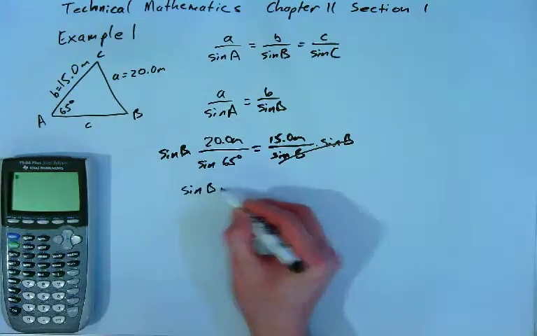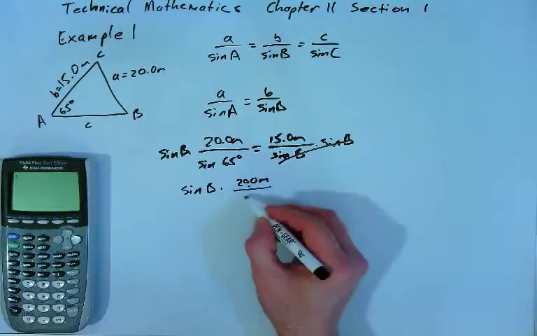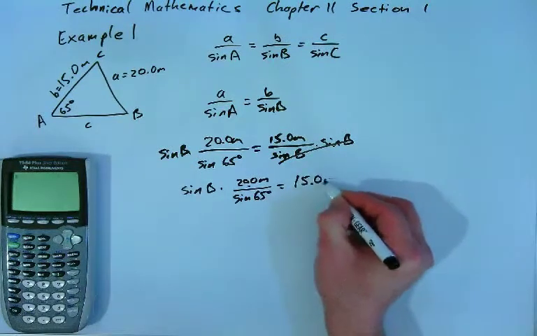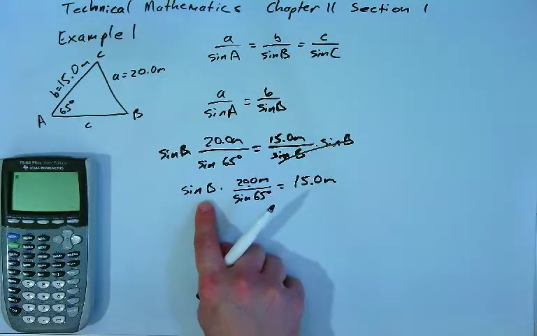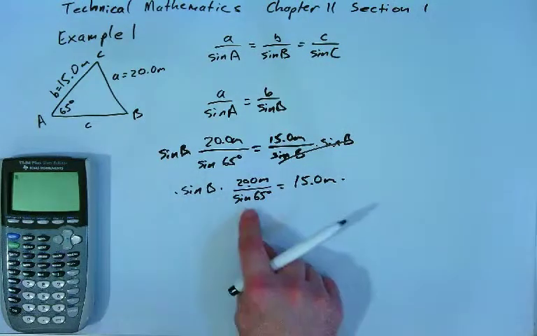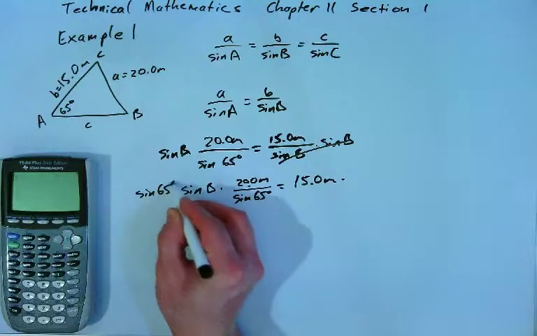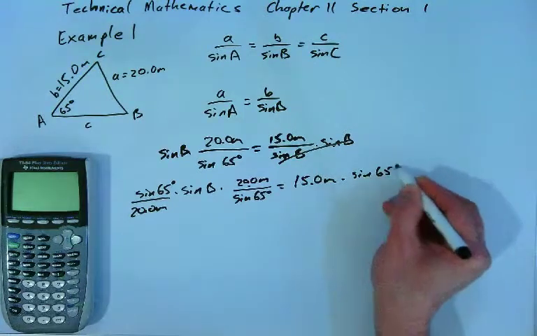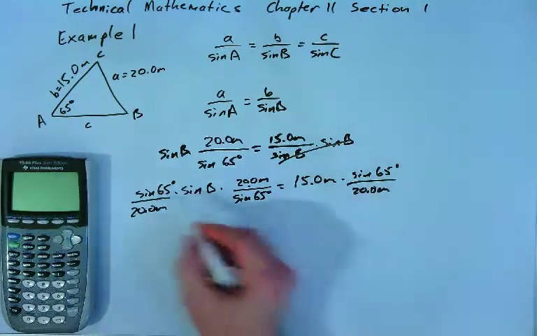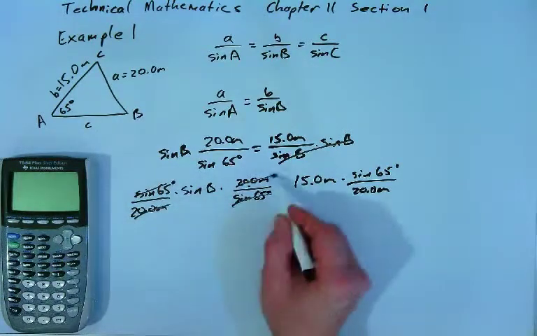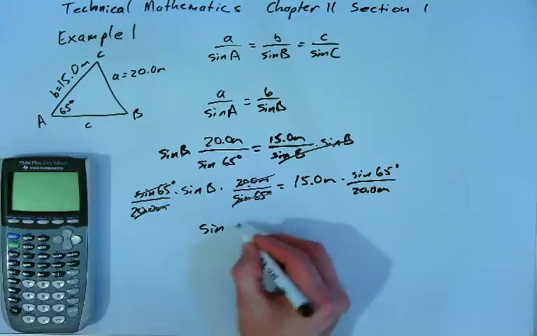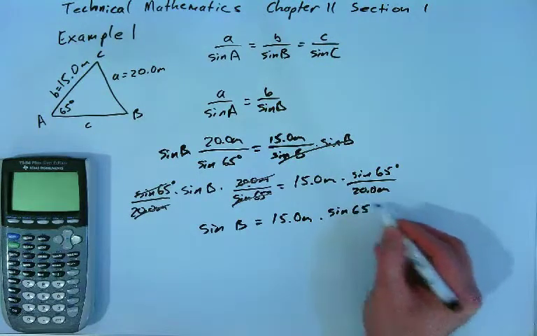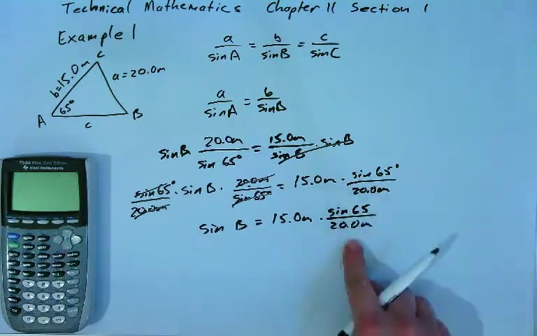We will have sine B times 20 meters over sine 65 is equal to 15 meters. And then we want to get the sine B by itself, so we'll multiply both sides by sine 65 over 20 meters. That cancels the sine 65, cancels the 20 meters, and we're left with sine B. Sine B will equal 15 meters times the sine of 65 degrees divided by 20 meters.